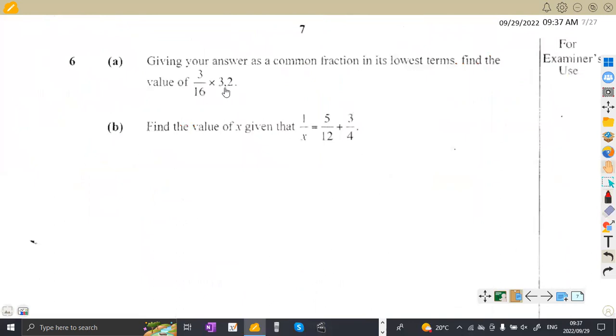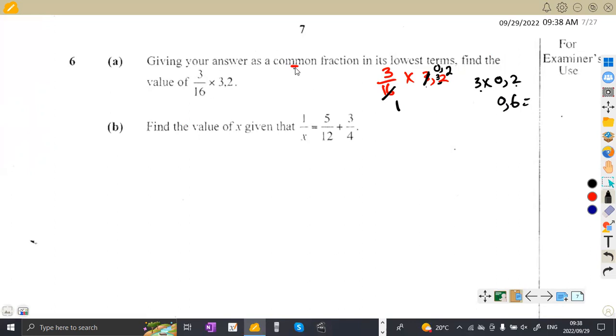Question 6: giving your answer as a common fraction in its lowest terms. So take note, guys, in lowest terms, find the value of 3/16 times 3,2. So this one we can simply take note as a common fraction. Either you convert this to a common fraction, or you can work with it like that. 3/16 times 3,2. So you can divide 16 into 16, that's 1. 16 into 3, that's a 0 here, comma. We put a 3 here, so it's now 16 into 32, which gives us 2. So we are left with 3 times 0,2, which is 3 times 2, which is 6, which is 0,6.